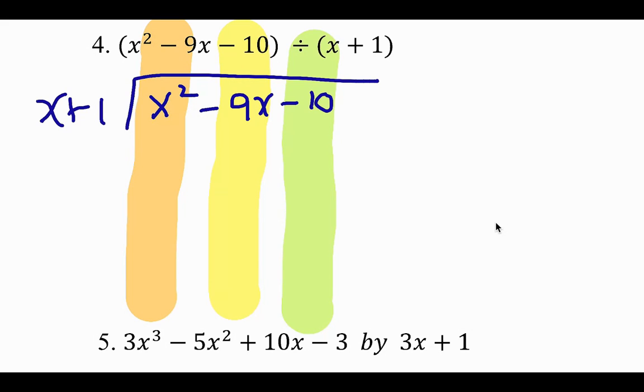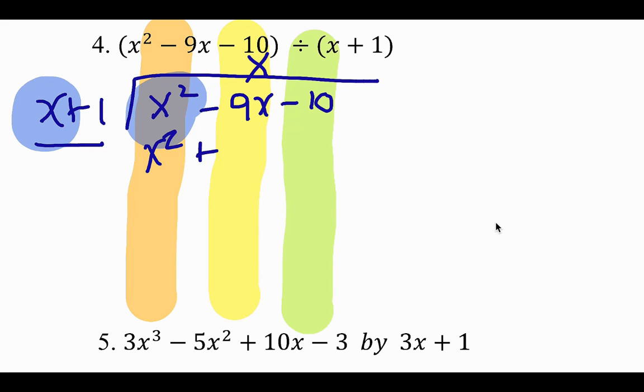So what I'm going to do first is ask myself, how many times does x, because that's my leading term, go into my other leading term? And the answer is x times, because x times x is x squared. But I don't want to just do x times x. I want to do x times x plus 1.